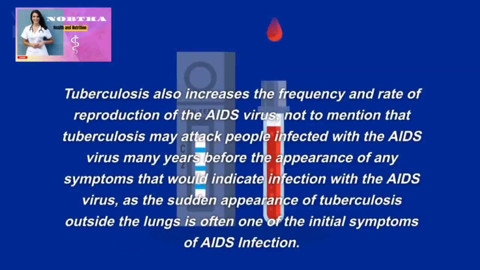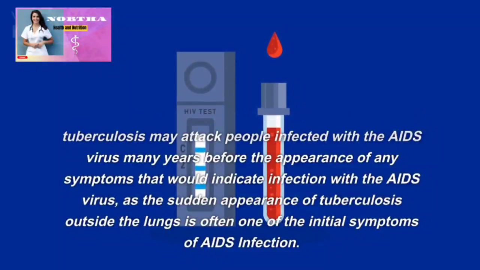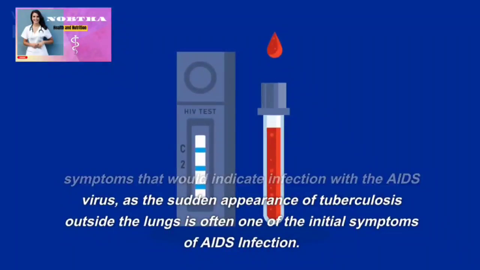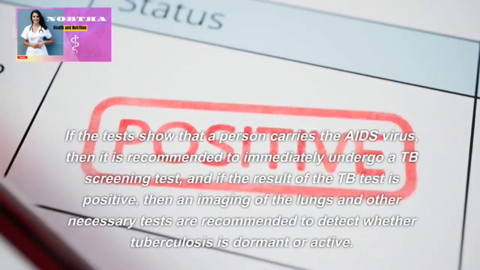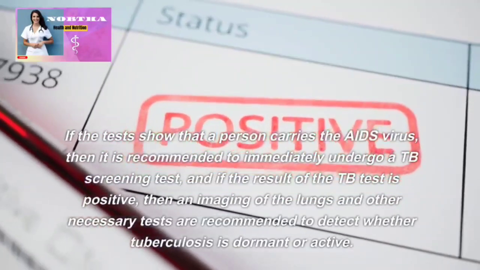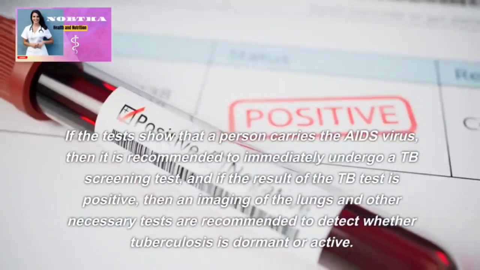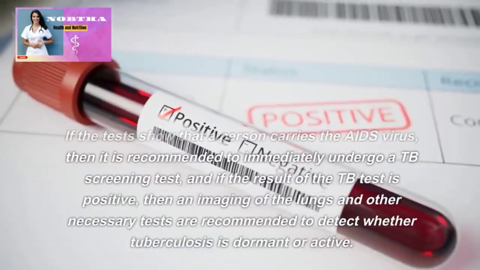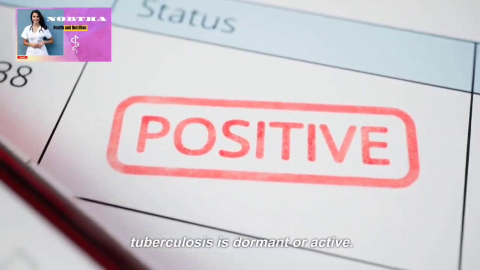Tuberculosis also increases the frequency and rate of reproduction of the AIDS virus, not to mention that tuberculosis may attack people infected with the AIDS virus many years before the appearance of any symptoms that would indicate infection with the AIDS virus, as the sudden appearance of tuberculosis outside the lungs is often one of the initial symptoms of AIDS infection. If the tests show that a person carries the AIDS virus, then it is recommended to immediately undergo a TB screening test, and if the result of the TB test is positive, then an imaging of the lungs and other necessary tests are recommended to detect whether tuberculosis is dormant or active.